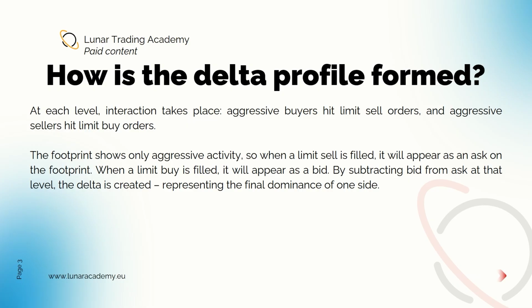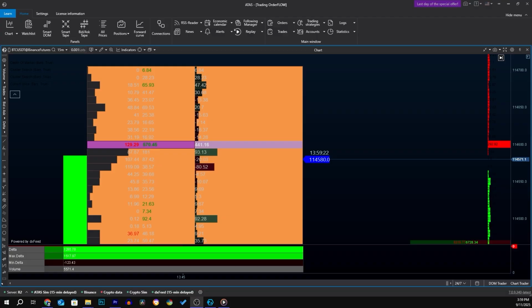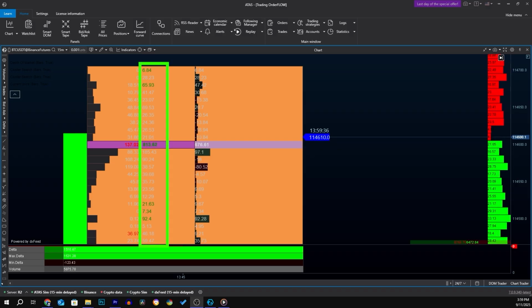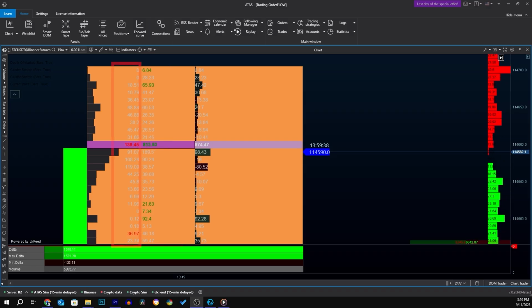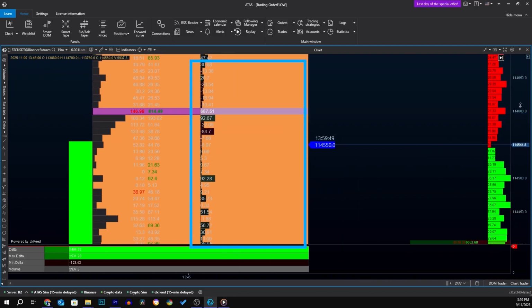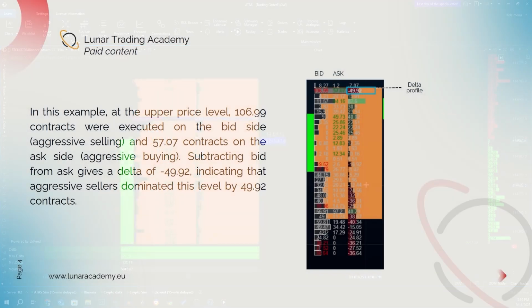Now, how is the delta profile actually formed? At each level, interaction takes place. Aggressive buyers hit limit sell orders and aggressive sellers hit limit buy orders, as you know from previous videos. The footprint shows only aggressive activity, so when a limit sell is filled, it will appear on the ask side on the footprint. When a limit buy is filled, it will appear as a bid. And delta is created by subtracting bid from ask at that specific level. This will represent the final dominance of one side. The greater the dominance, the lighter the color of that specific side will be.